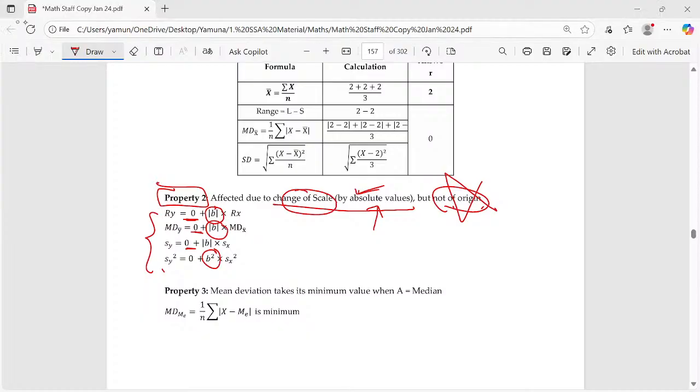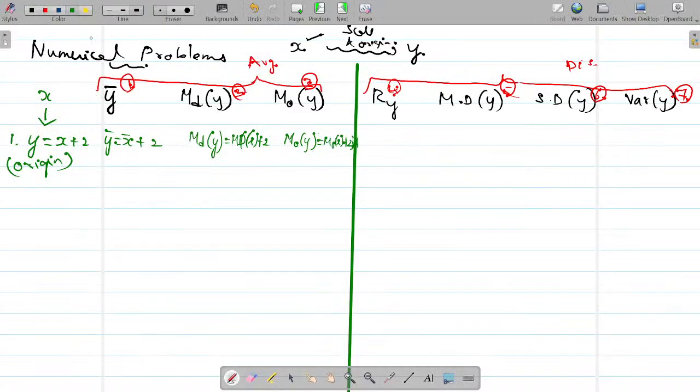Now come back. Tell me, please make it faster. Range of y is equal to range of x alone. The 2 will not have an impact because 2 is related to change of origin. It will not impact the range of y.